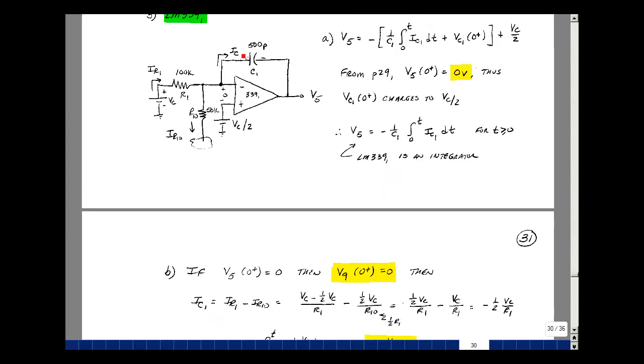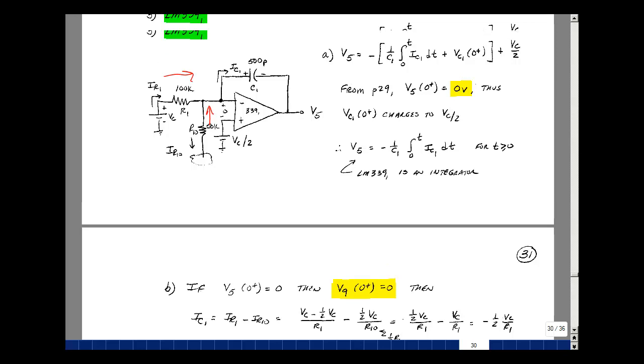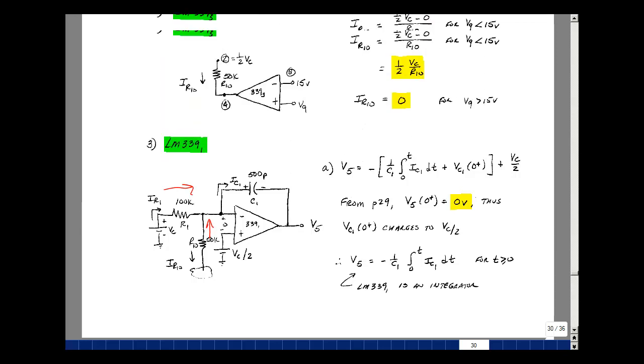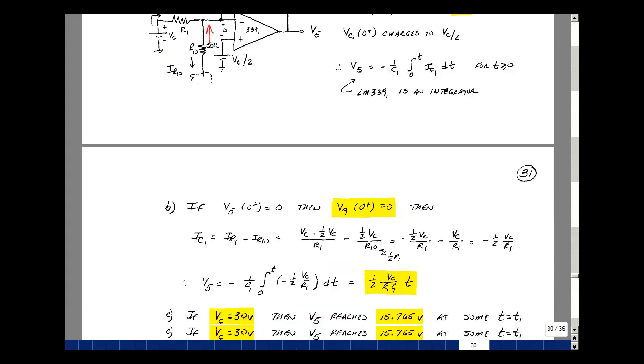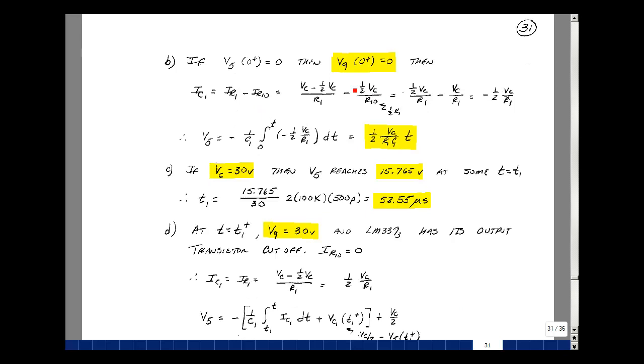Okay, so this capacitor current here is equal to this current plus this current. So it's the current in I sub R1 and then minus I of R10. So what's the current in here? Well, it's going to be this node voltage V sub C and this node voltage here, because I've got 0 volts here, of 1/2 V sub C divided by R1. And then we derived an expression for the current in R10 when the comparator was low. That's the expression right here, 1/2 V sub C over R10.